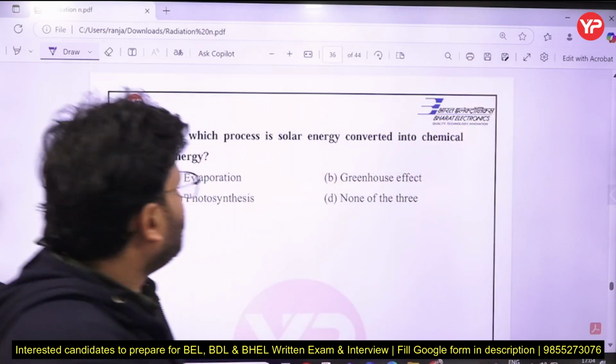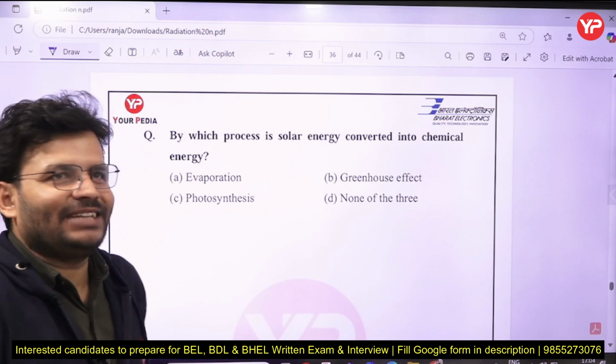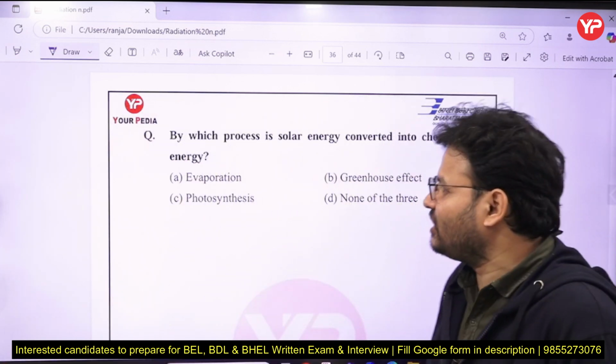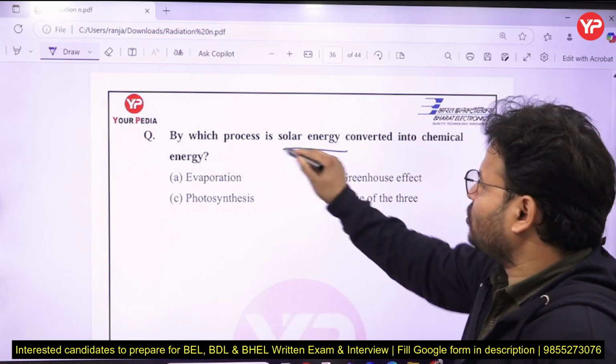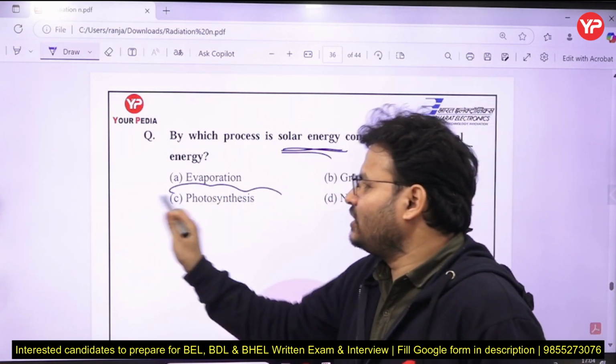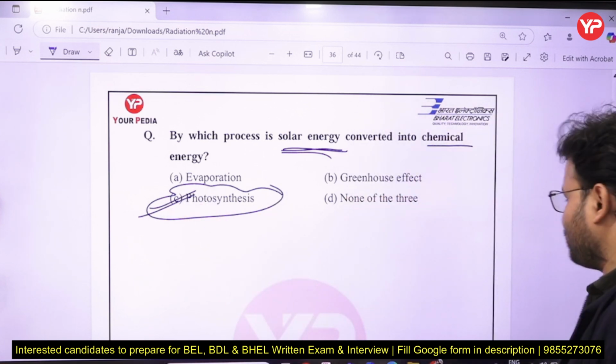By which process is solar energy converted into chemical energy? Yes, my dear friends, that question has been asked. So what is the process? You might have heard the name photosynthesis. In the photosynthesis process, solar energy is converted into chemical energy. The correct answer is what? C. C is the correct answer.